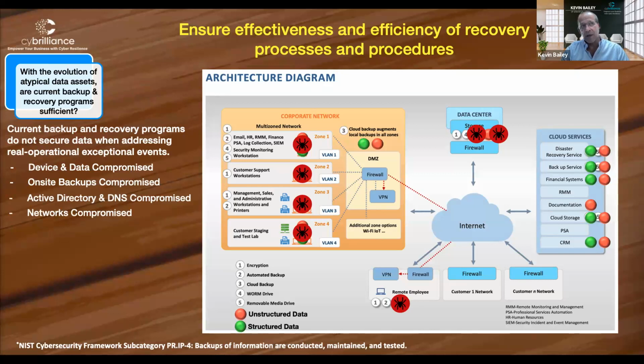Your networks will be compromised either directly or indirectly. You can have a denial of service attack. You could end up with that just as a secondary attack in the system.